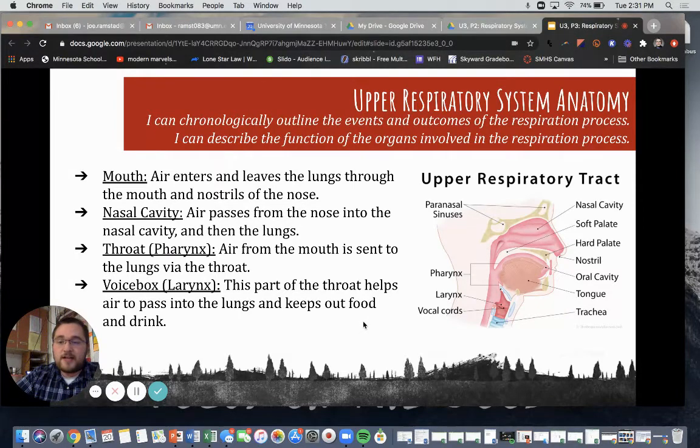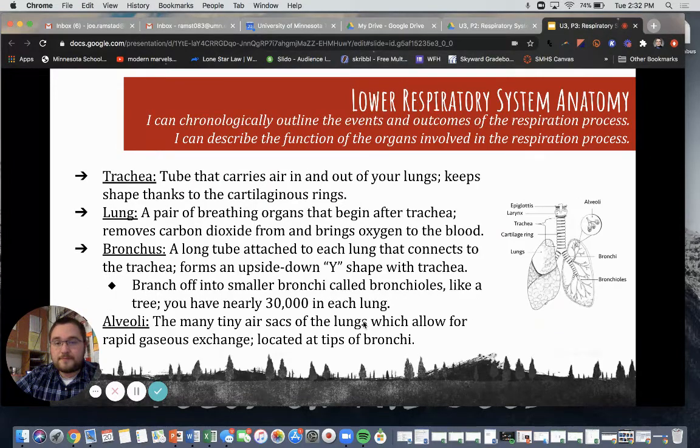Then we have our pharynx and our larynx. And I love saying pharynx and larynx. Pharynx is another fancy schmancy word for throat. Air from the mouth is sent to the lungs through the throat, and the larynx is our voice box. This part of the throat helps air to pass into the lungs and keeps out food and drink. Now we switch gears to the lower respiratory system.